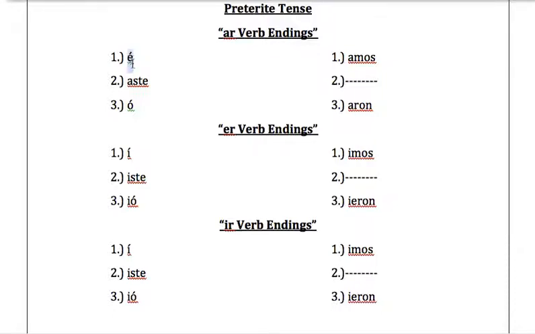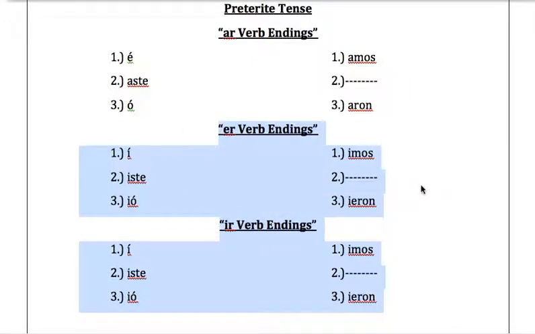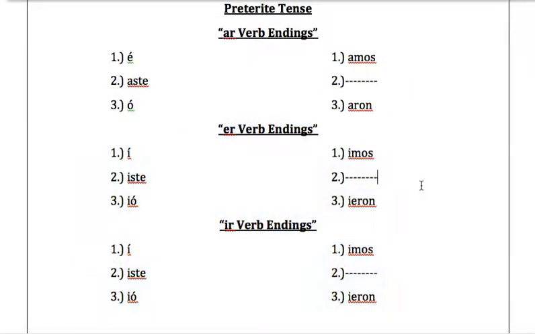If we were to pronounce these verb endings, it would be: é, aste, ó, amos, aron. And for IR: í, iste, ió, imos, ieron. Here's the beauty of the preterite tense. ER and IR verbs are exactly the same in the preterite tense: í, iste, ió, imos, ieron. In regards to verb endings, that's very useful and helpful.